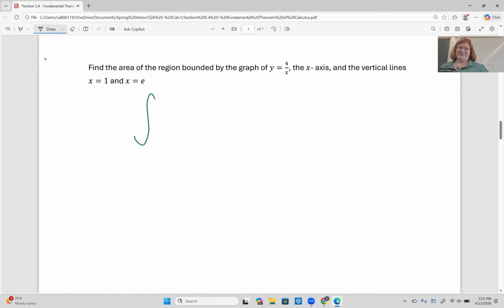Integral. Which one's bigger, 1 or e? E. So this would be 1 to e. That's the function, 4 over x dx. This says find the area under 4 over x from 1 to e.